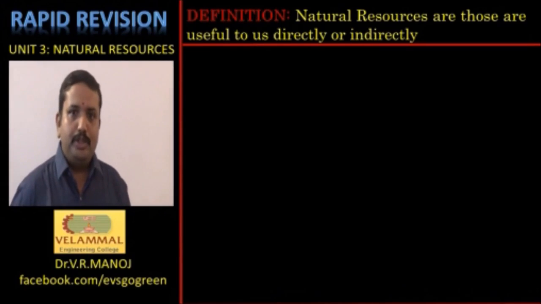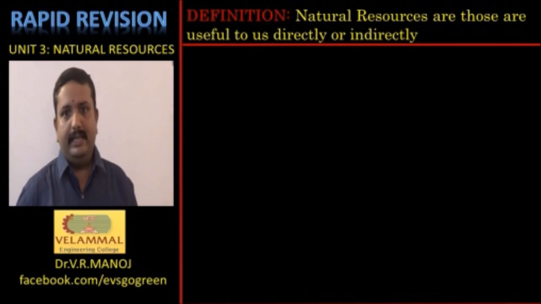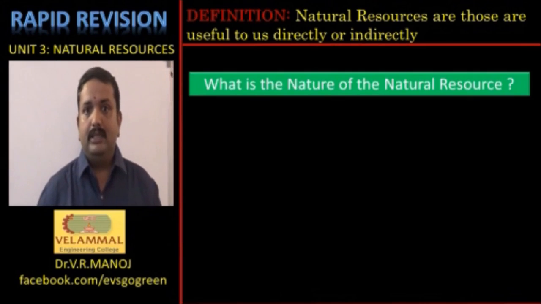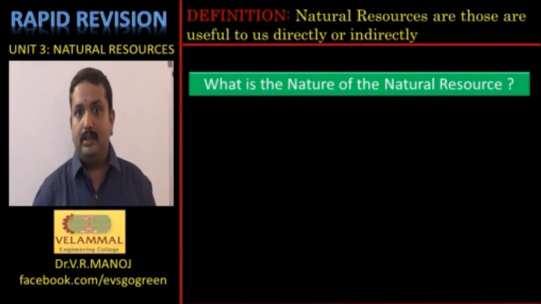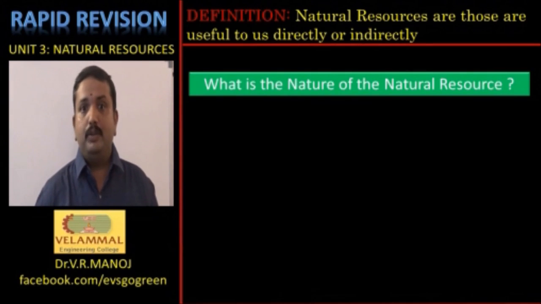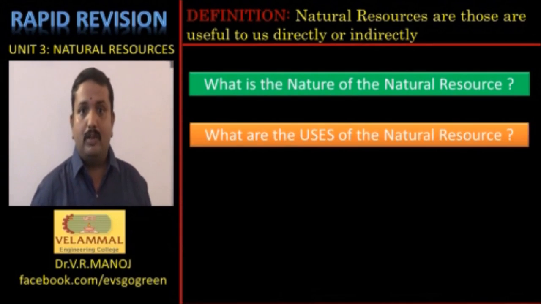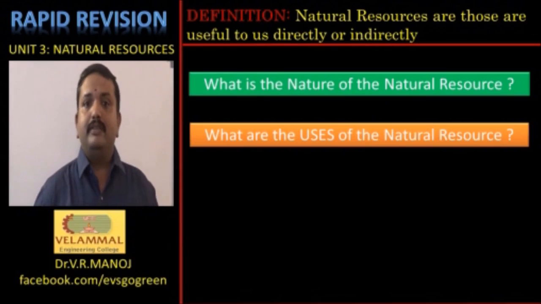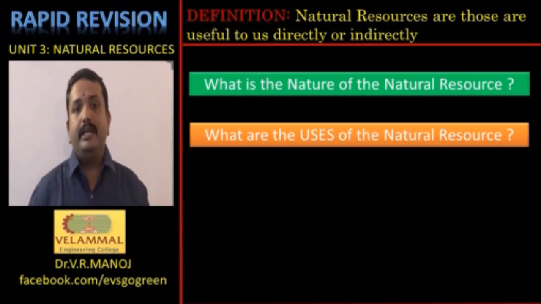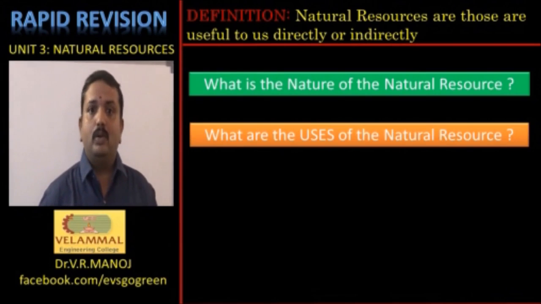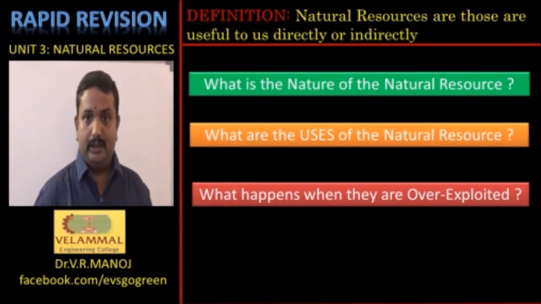Resources are anything that is found in nature and is of use to you either directly or indirectly. Now in natural resources, the first thing that you need to do is to understand what the natural resource is. Once you have understood what the natural resource is, you must be able to identify the uses that the natural resources offer to you. Once you have identified the nature and the uses that natural resources provide to you, you then need to understand what happens if there is an overexploitation of these natural resources.